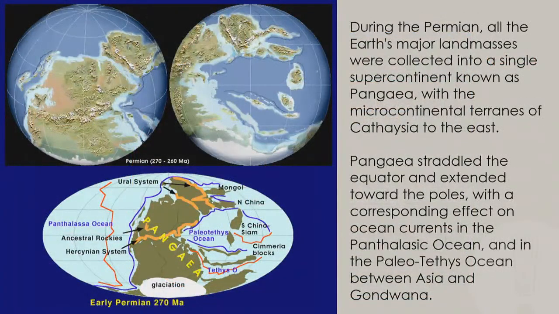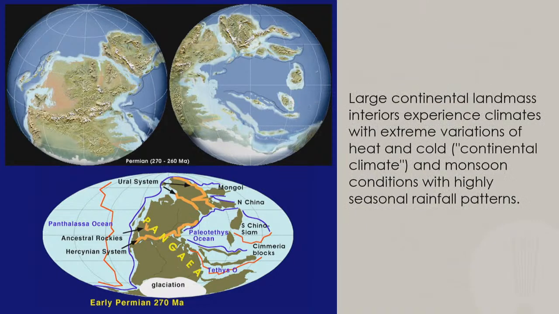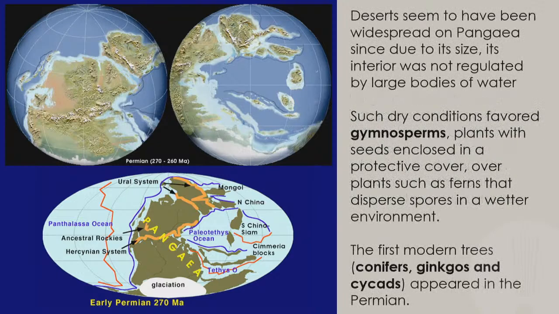So all the Earth's major land masses were collected into a single supercontinent known as Pangea. Pangea straddled the equator and extended toward the poles, with a corresponding effect on ocean currents. Large continental landmass interiors experience climates with extreme variations of heat and cold.